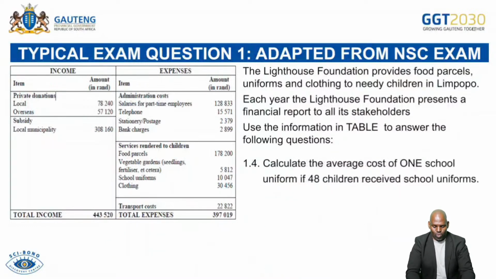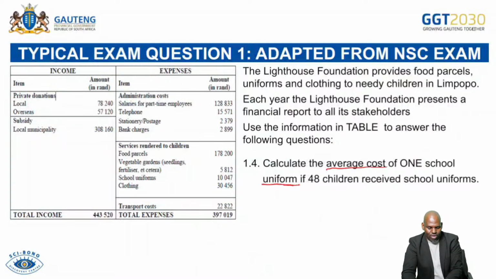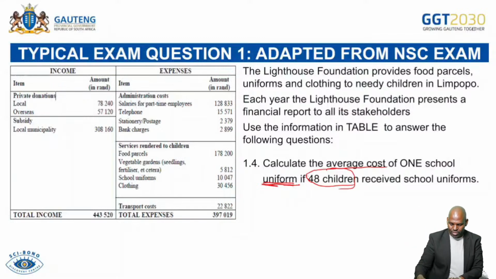Okay, still the very same question is calculate the average cost of one school uniform if 48 children received school uniform. Now the average cost means we must take the total cost and divide it by the number of learners. But in this case, we take the cost of school uniform. So calculate the average cost of one school uniform. How many school uniforms do we have here? We've got 48. How many school uniforms is for 48 children? So it means we've got 48 sets.